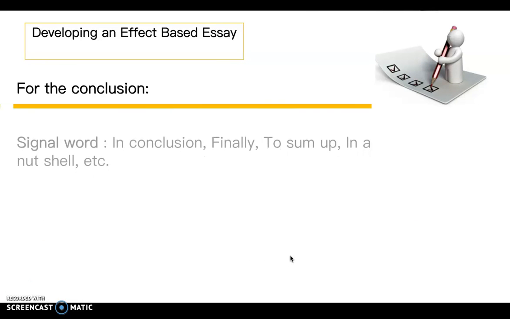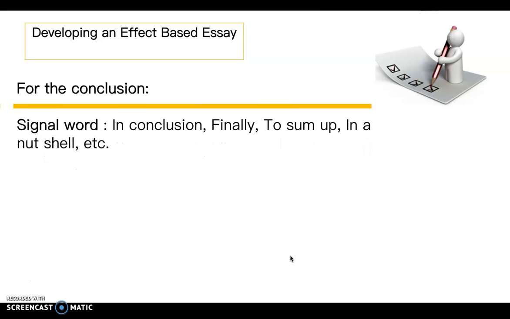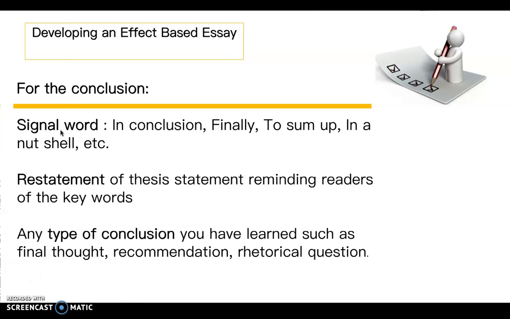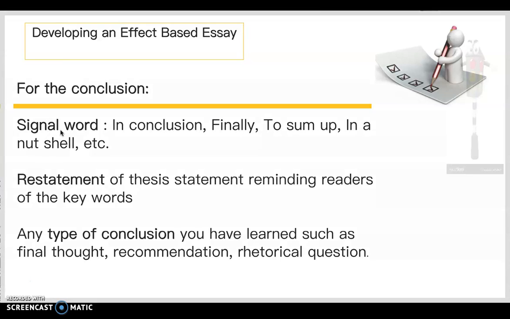Now, moving on to the conclusion. In the conclusion, you have 3 steps. Number 1, you should write your signal word, and the signal word can be in conclusion, finally, to sum up, in a nutshell, or anything you like. Number 2, you restate the thesis or you say it in different words in order to shed light on the important keywords. And number 3, you can either write a recommendation or a question that triggers new ideas or thoughts, or you can state what you think about the topic.